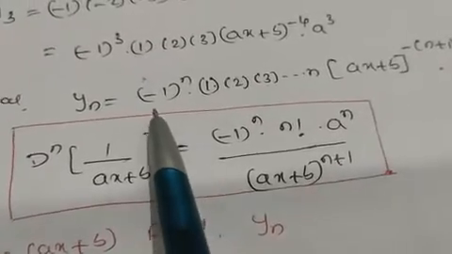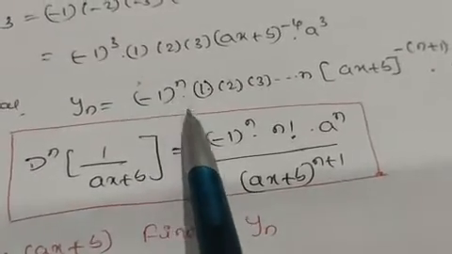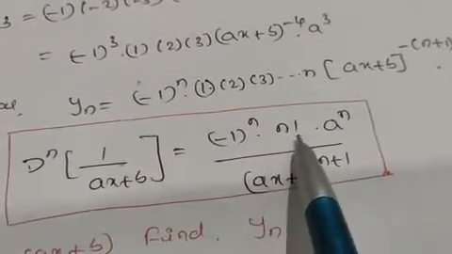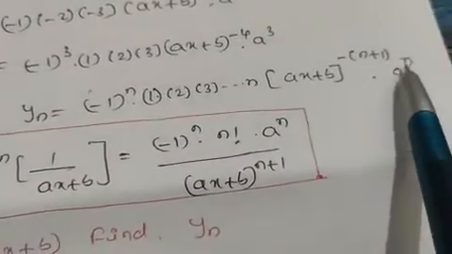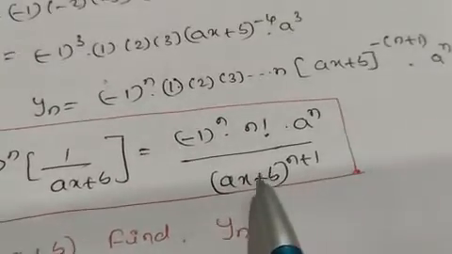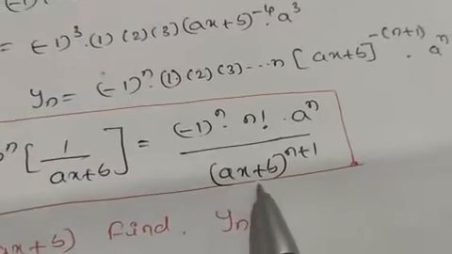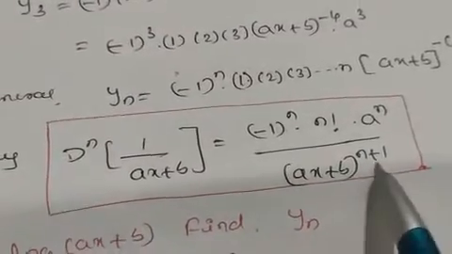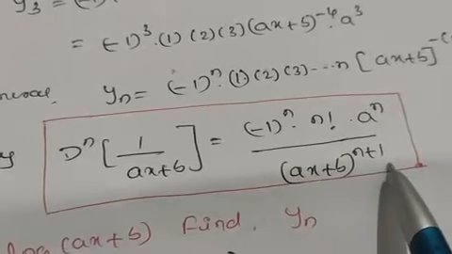So we can take minus 1 raised to n as it is, and 1 into 2 into 3 up to n is factorial n, and the constant a raised to n as it is. The power is negative, so we take it in the denominator: divided by (ax plus b) raised to n plus 1. Again, this is a formula you have to remember. These are not problems, these are formulas you have to remember.